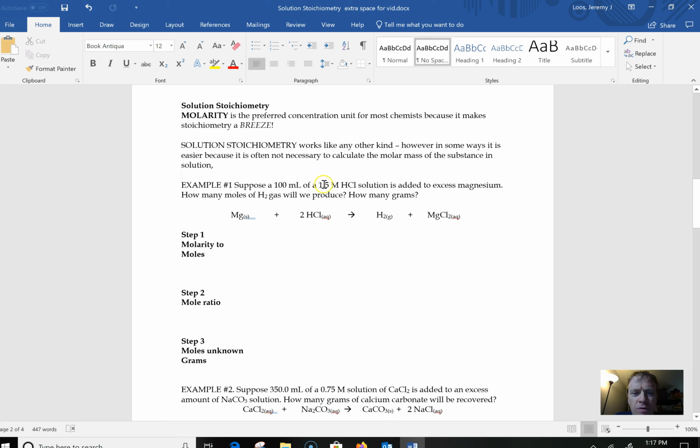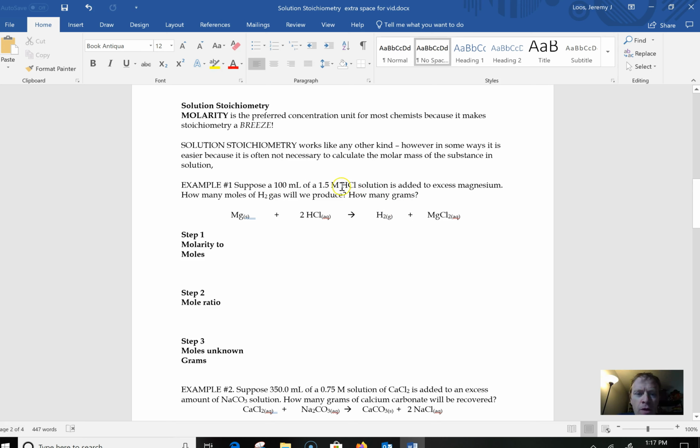So it says, suppose 100 milliliters of 1.5 molar HCl solution, so that's an aqueous solution right there, is added to excess magnesium, so we don't need to worry about the limiting reagents. How many moles of hydrogen gas will we produce, and how many grams? So compared to a normal stoichiometry problem, the only part that's going to change is the very part at the beginning that we're going to do a little bit differently.